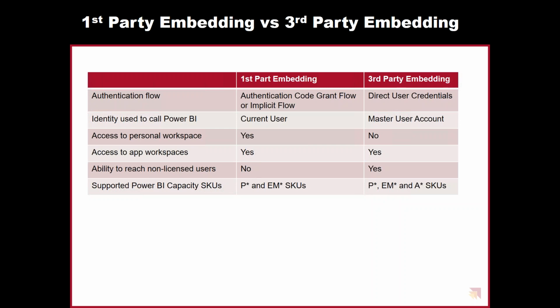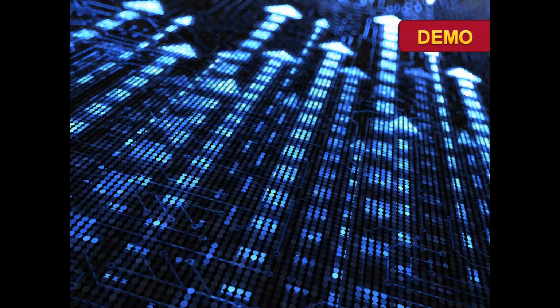Okay. Can you access an app workspace? And the answer is yes, with first-party embedding, if that user has a Pro license and has been given permissions to that app workspace. And then we're going to assume that that's what we're always doing with third-party embedding. Ability to reach non-licensed users is why we use third-party embedding. Okay, and so note that for first-party embedding, you can't use the A SKUs. You can only use the P and EM SKUs. So with third-party embedding, you can use any of the 3 SKUs inside there.